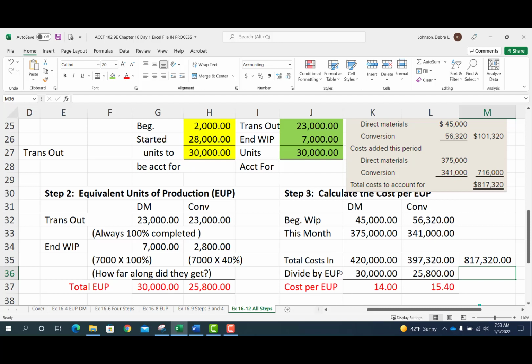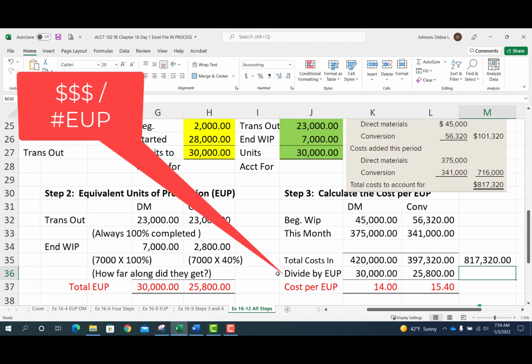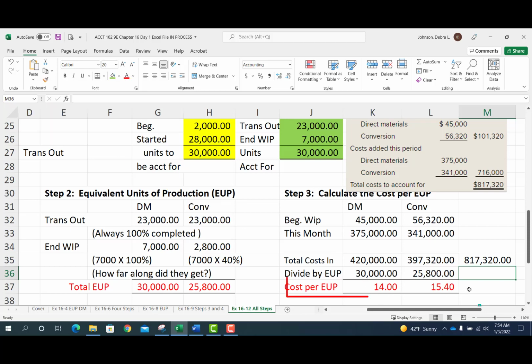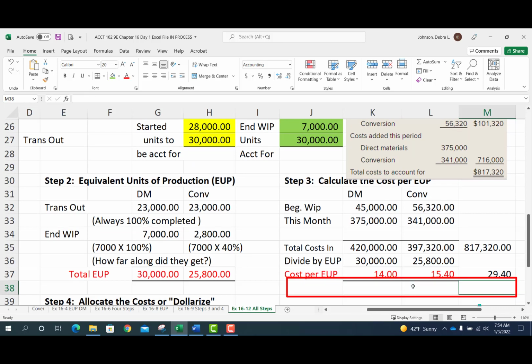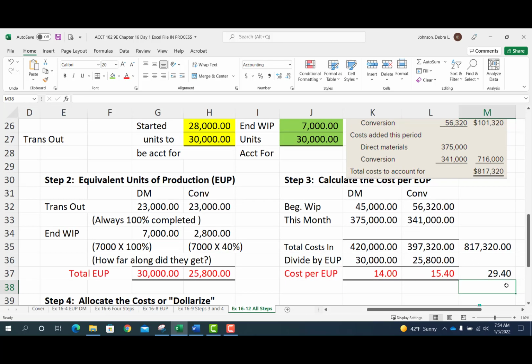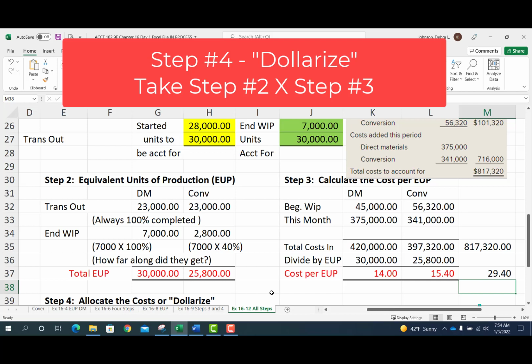Since our goal was to get the cost for 1 unit, we would divide by the equivalent units that we derived here in step 2. And when we do that, we find out that 1 unit costs $14 for materials and $15.40 for conversion. 1 whole unit, in case the author throws that at you on a multiple choice question, would be $29.40.